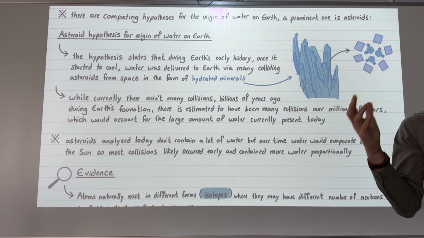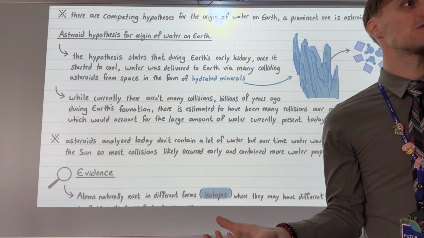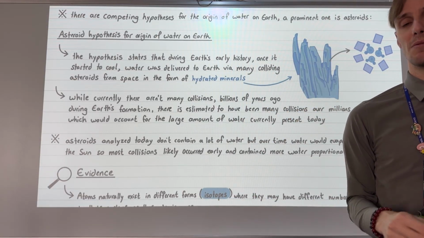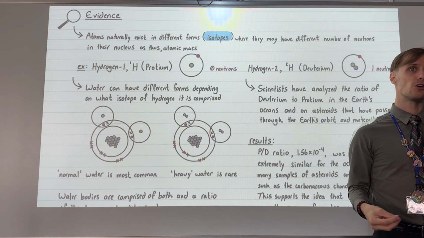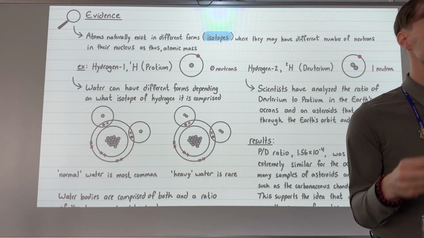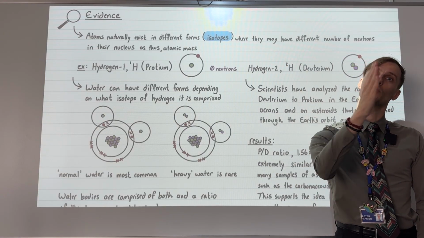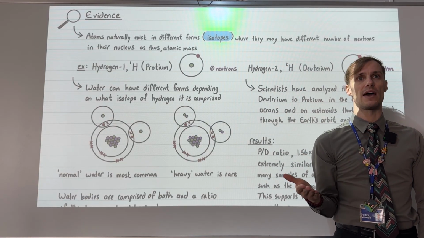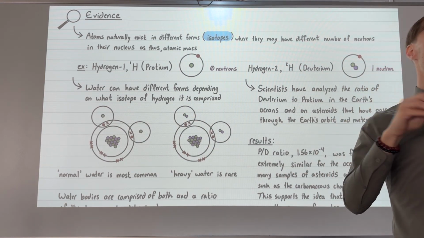Now, the question becomes, what evidence do we have to support this? If we're going to have a hypothesis, then we're going to need to support that with some evidence. And the evidence that we're going to be using actually comes from isotopes. So as a revision from chemistry, an isotope is any element that has the same number of protons but a different number of neutrons, meaning that it has the same chemical properties but a different mass.